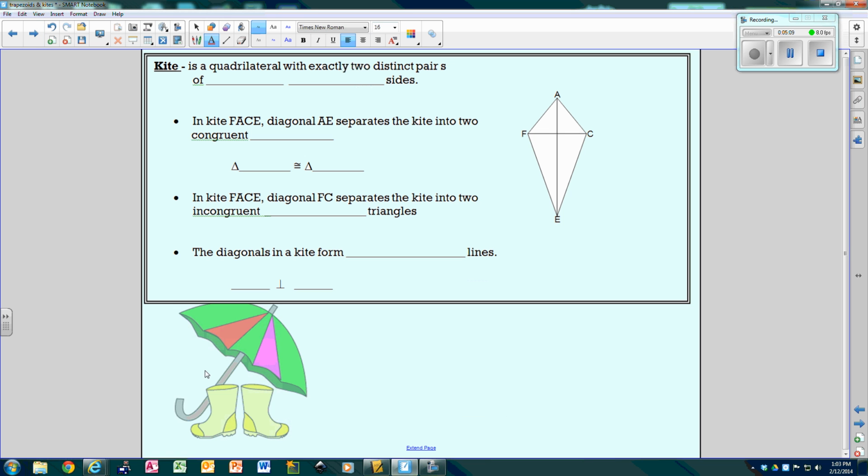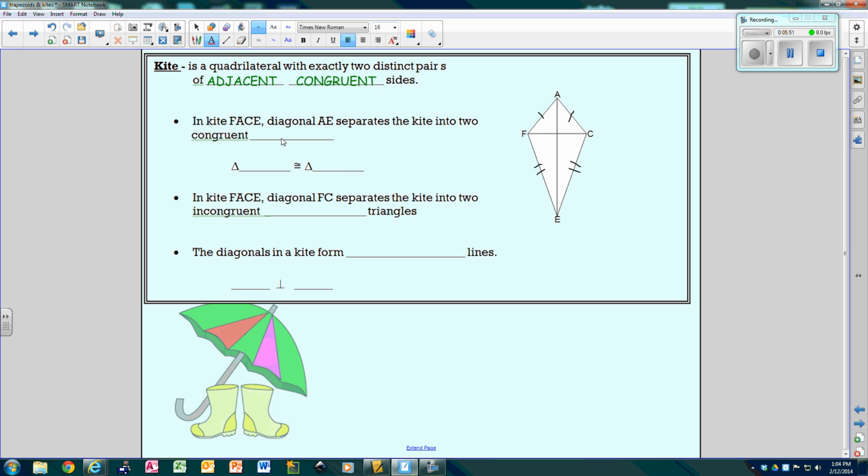All right, so now let's talk about kites. Okay, a kite. It does look like what you think it is. It does look like a kite. And the definition is it's a quadrilateral, has 4 sides. It has exactly 2 distinct pairs of adjacent congruent sides. And what that means is AF is congruent to AC, FE is congruent to CE. AF and AC are adjacent, FE and CE are adjacent, so therefore they would be adjacent congruent sides.